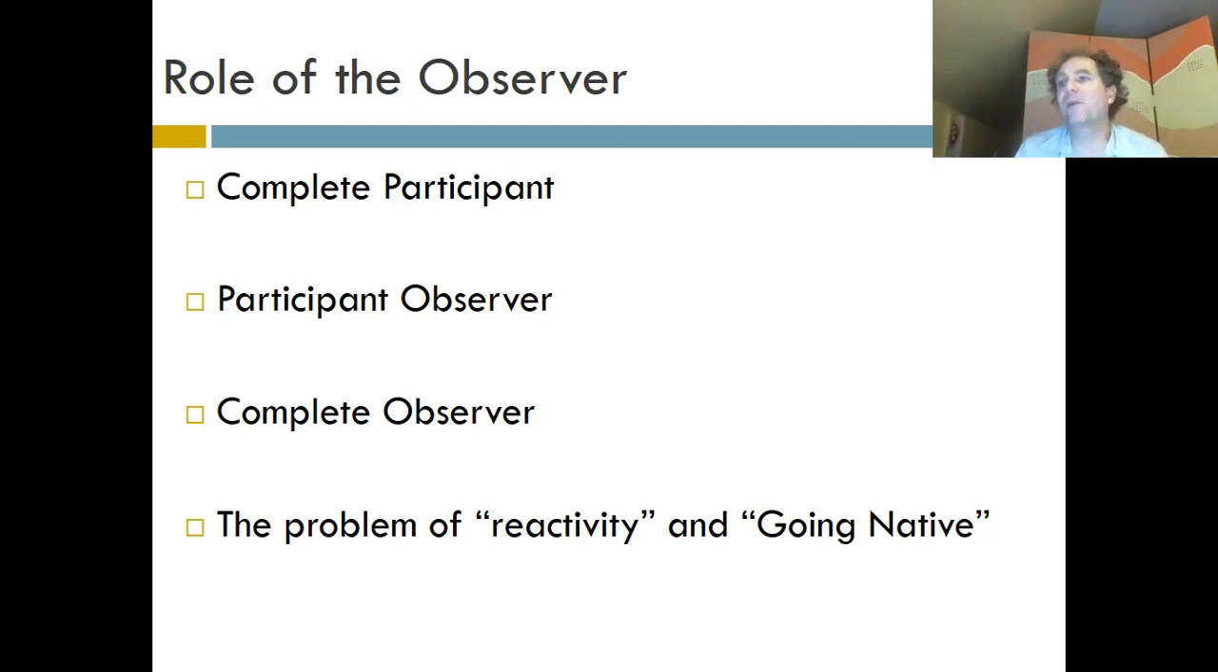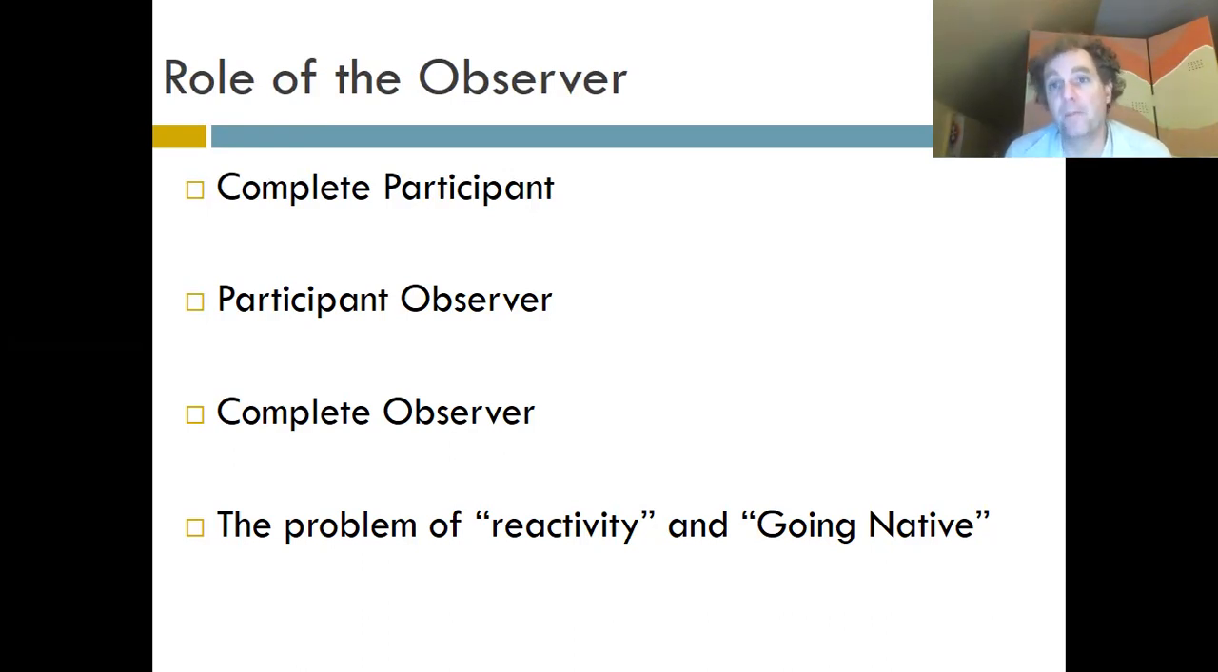So the problem of reactivity is basically the problem that because most of the time people know that they are being observed, that there's a researcher there taking notes and recording them, they're going to act differently, right? They're going to react differently to there being a researcher there. And so you're not really getting their authentic, true selves, right? They're going to be more guarded, or they're going to act differently because they know they're being watched by an outsider, right?